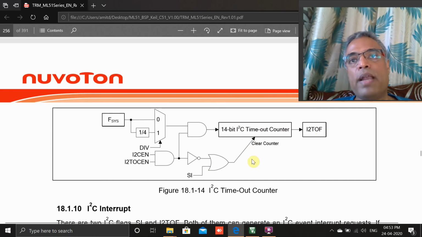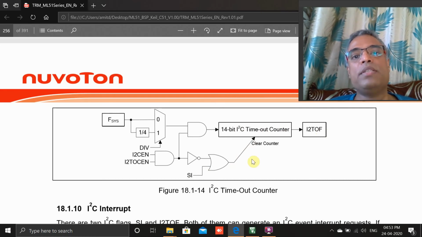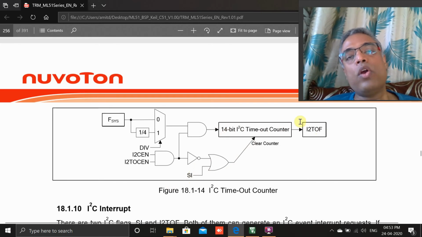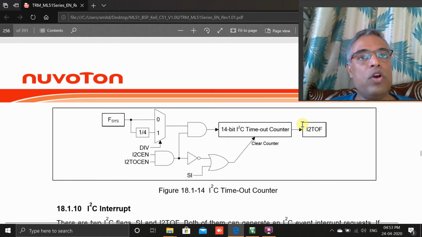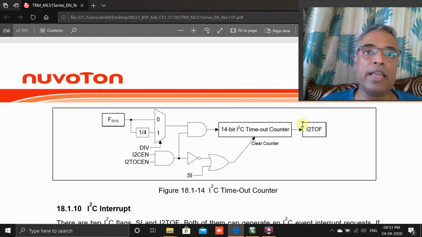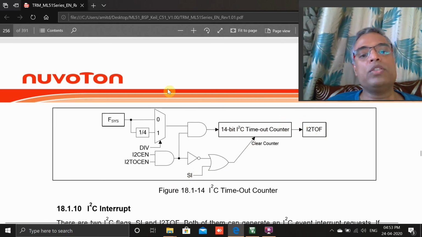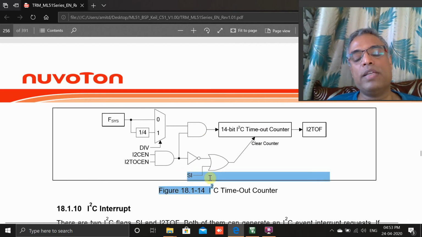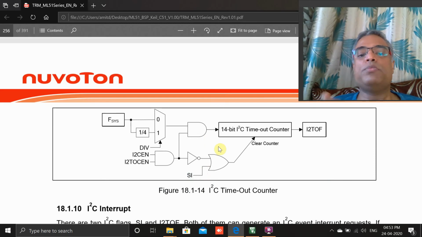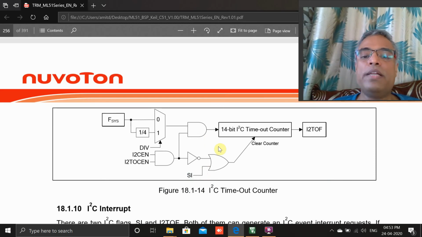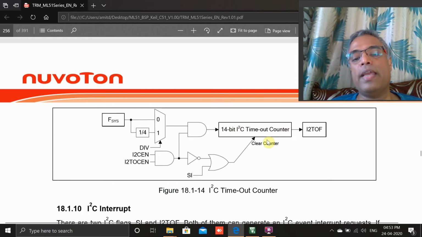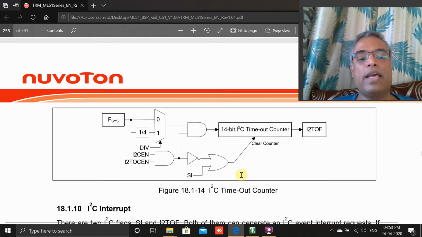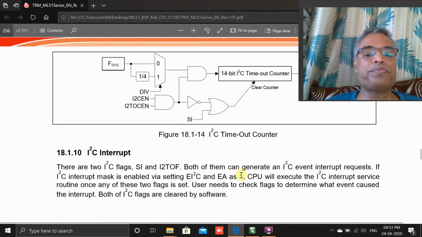Now, the only way to clear this timer is when the SI flag is set. Keep in mind that every time a valid I2C transaction happens, the SI bit is set automatically by hardware. So this timer, if you enable it, will always be cleared if your I2C network is working fine, because automatically after a successful start, stop, or any I2C transaction, the SI bit is set. At the end of your interrupt handler, it's your responsibility to clear the bit. Once you clear the bit, the counter starts counting again.